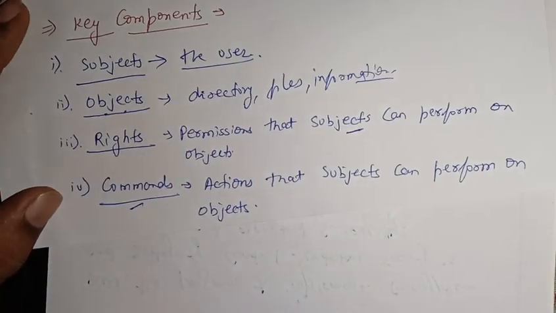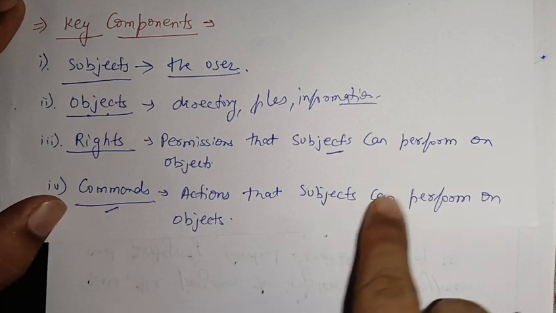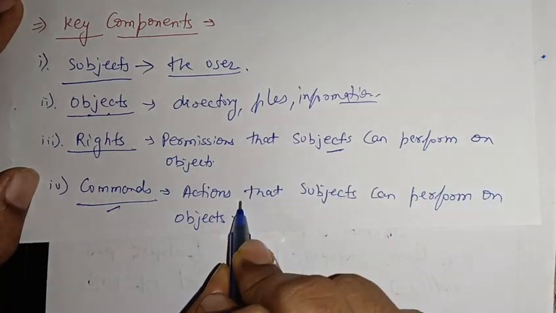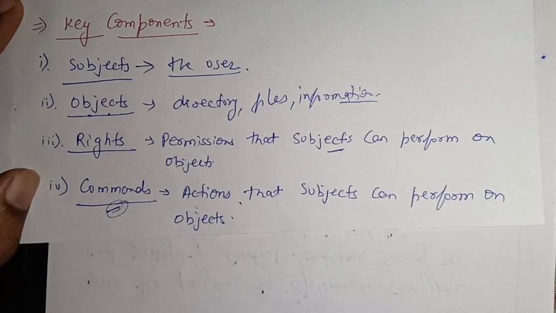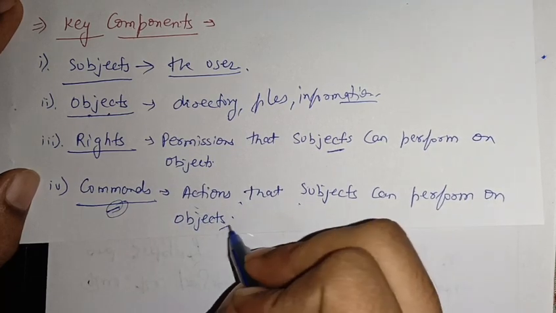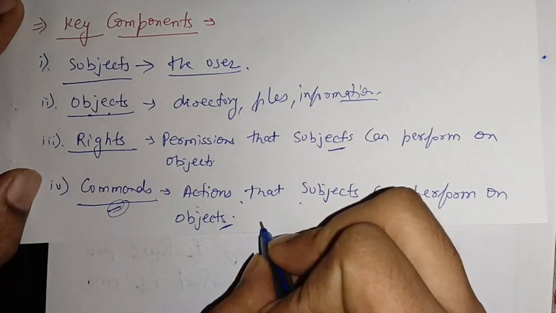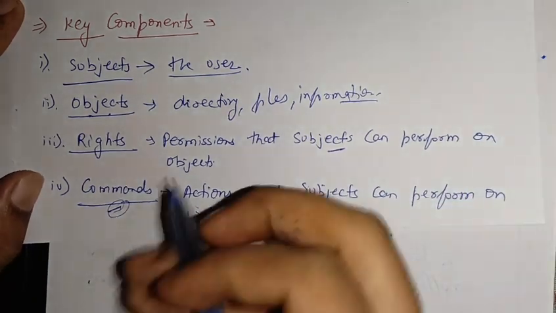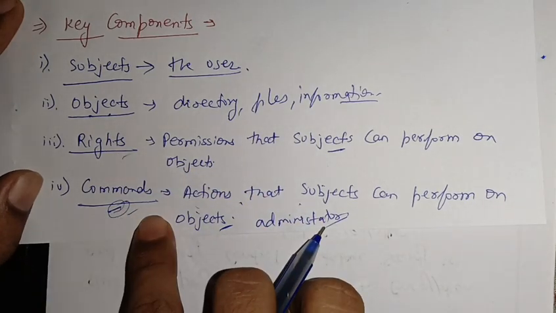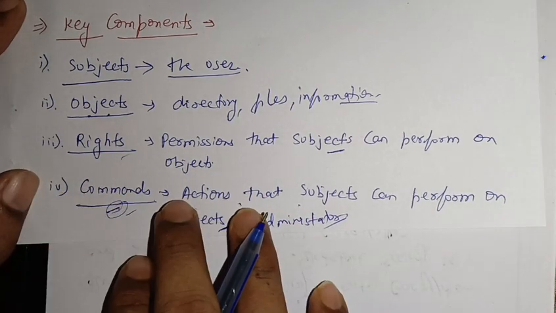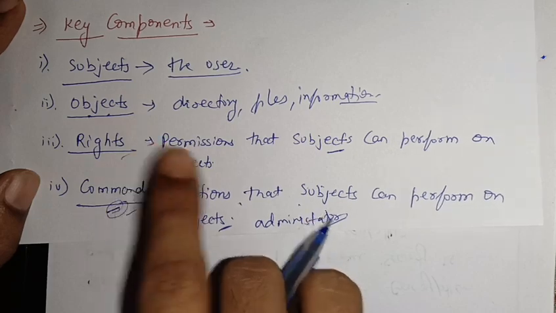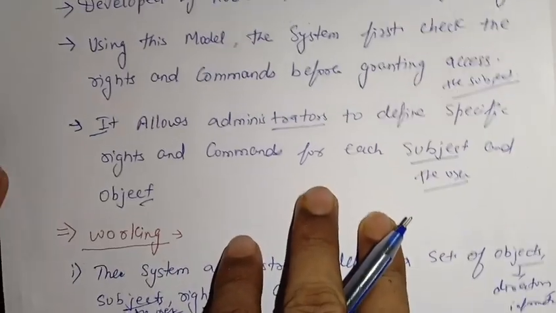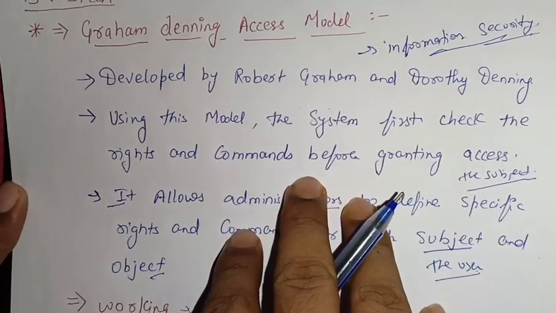And the fourth one is commands, the actions that a subject can perform on objects. What actions does the subject want to perform? Only these particular commands the subject can perform on the object. That is set by the administrator. The administrator sets all the things, the rights and the commands, in the beginning phase only. After that, the system checks whether it matches or not. If it matches, it grants the access. If it does not match, it denies the access. The access is not possible at that time.